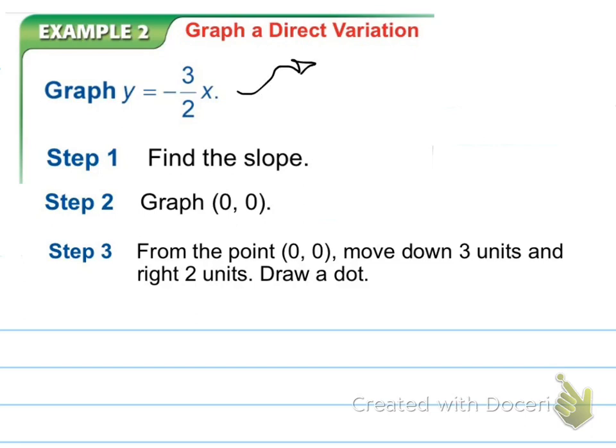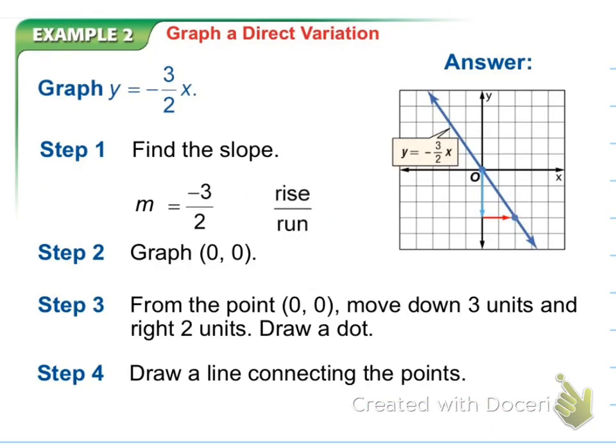Now, I want to point out that the whole fraction right here is negative. So what you're going to do is throw that negative up top and then forget about it. So that's why you go down 3 units, because that 3 is negative, okay? So then from 0, 0, you go down 3 units and right 2 units, and you draw another dot, and then you just draw a line connecting the points.